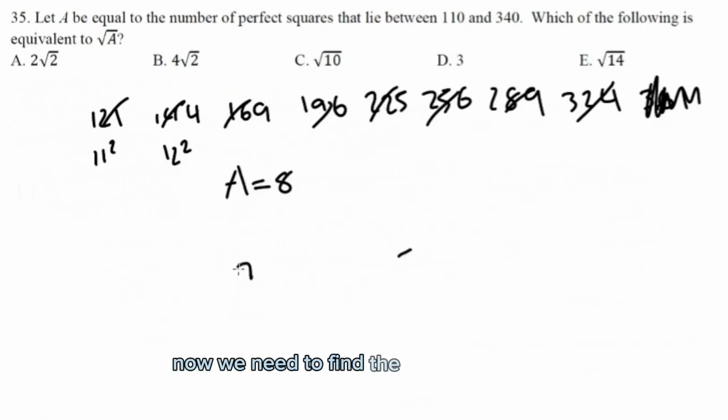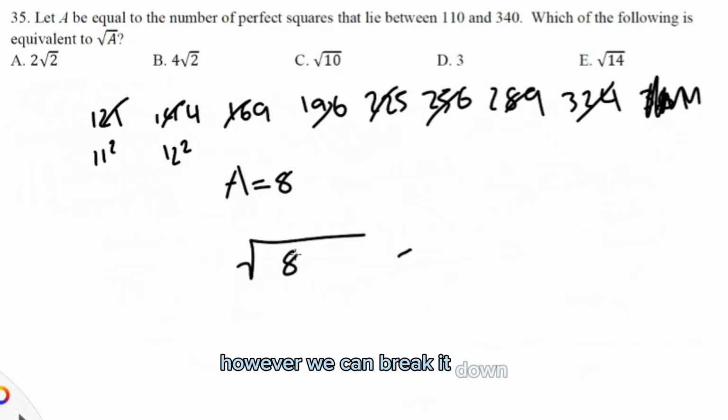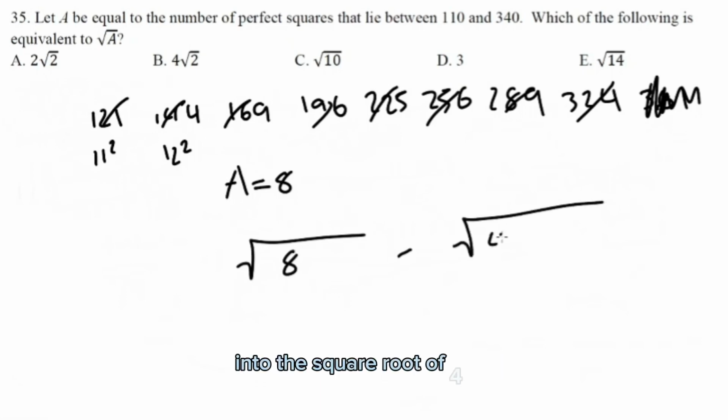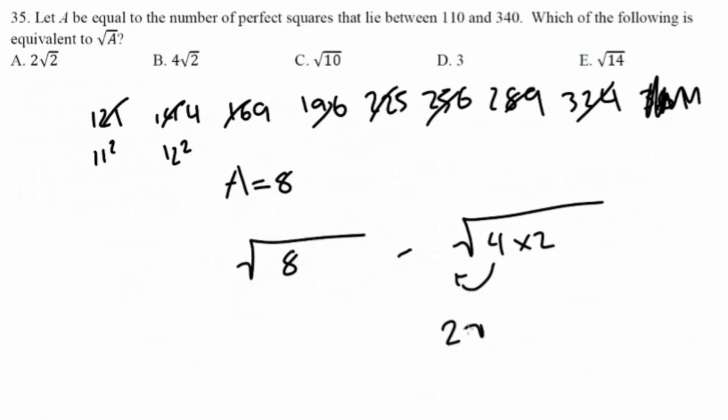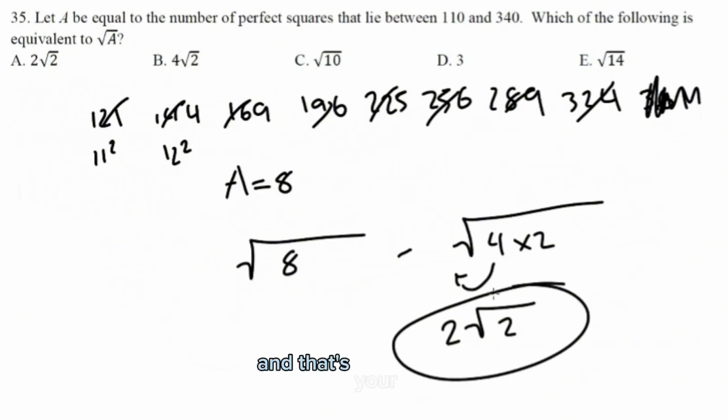Now we need to find the square root of 8. Square root of 8, that's obviously not a perfect square. However, we can break it down into the square root of 4 times 2. We know that the square root of 4 is just 2, so we can bring it outside and say this is 2 times root 2, and that's your answer.